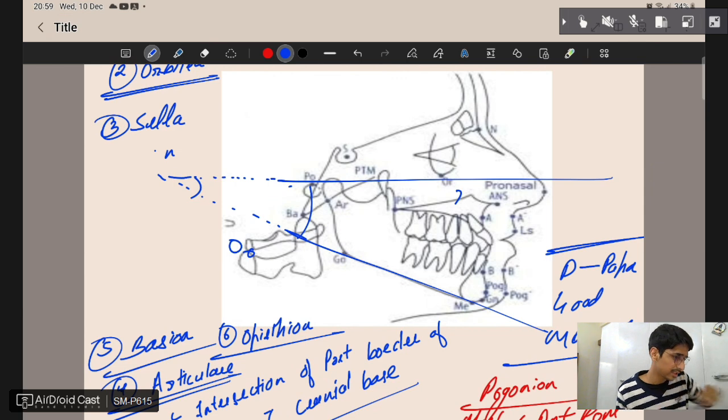So if anything is left, no. So basically, this completes the skeletal parameters of the Downs analysis. Okay. Thank you.